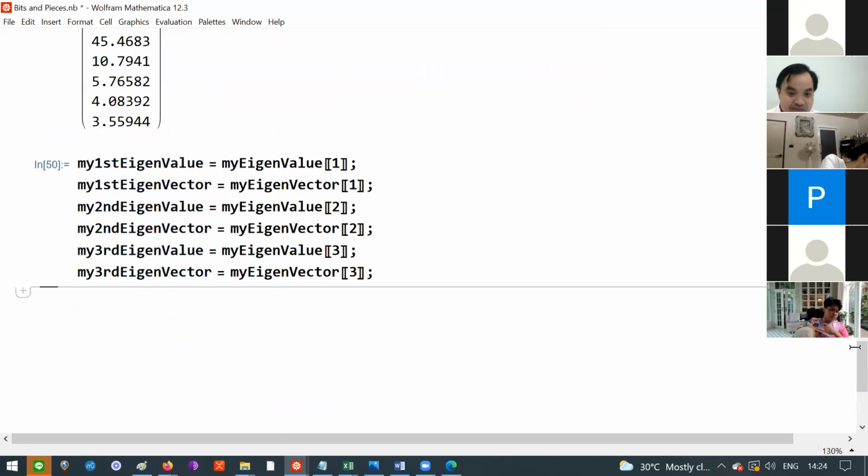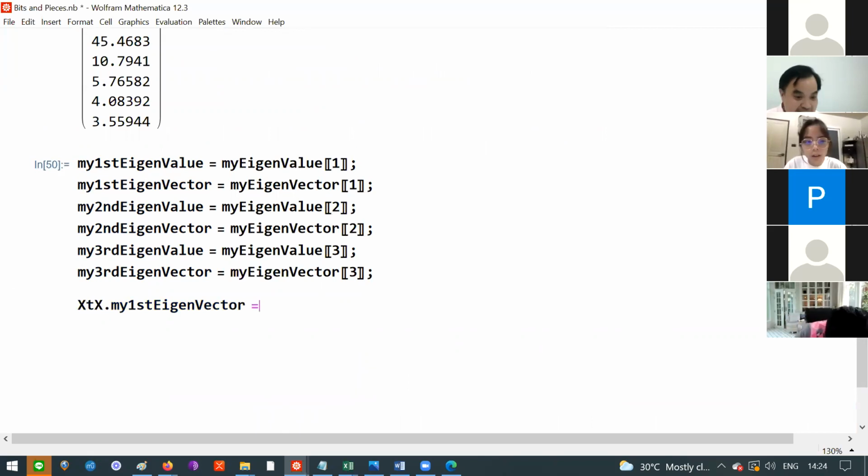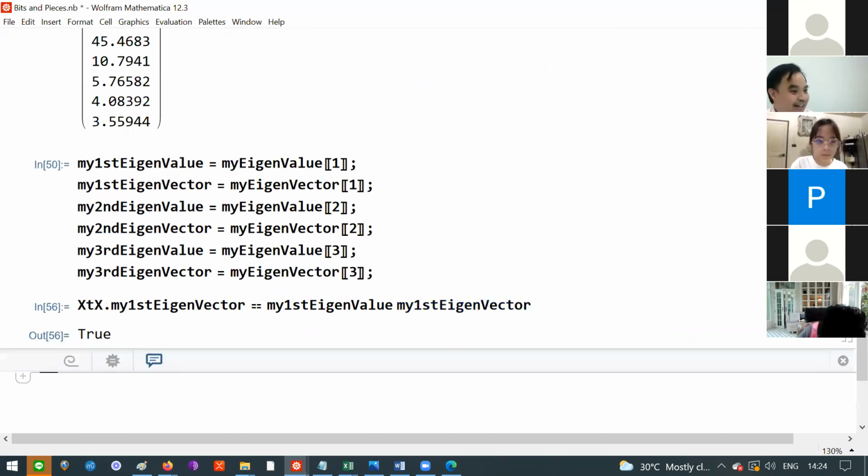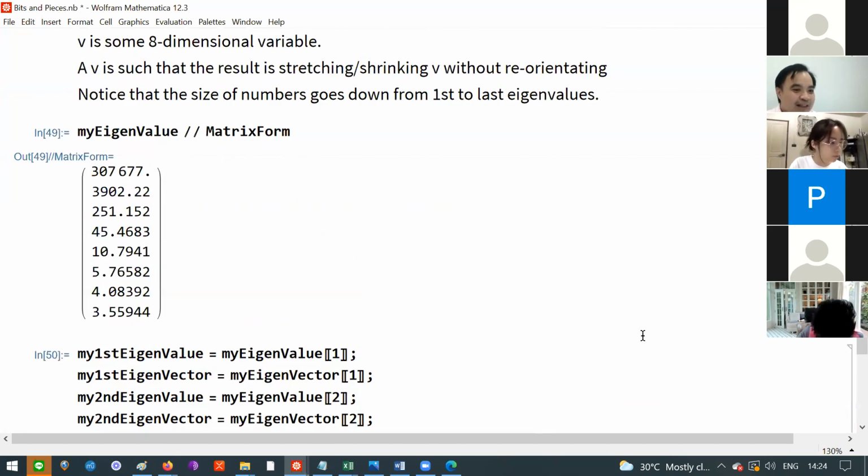Okay. Now I'm going to make this assignment and see if this is true. X transpose X dot my first eigenvector. Is it true? That's equal to my first eigenvalue. But it's not a dot, right? It's just a simple multiplication because it's just a number. True, right?